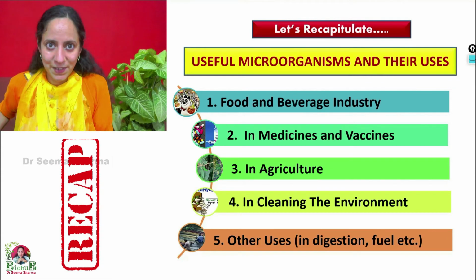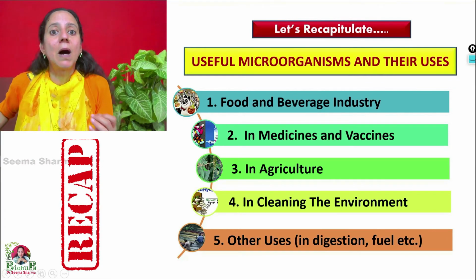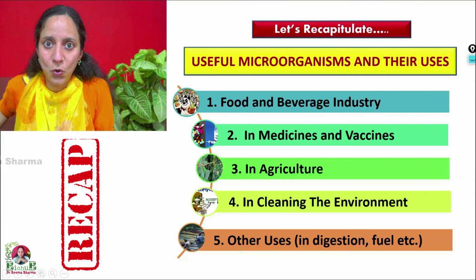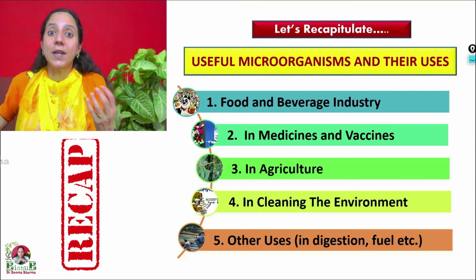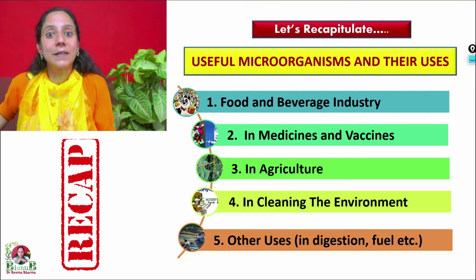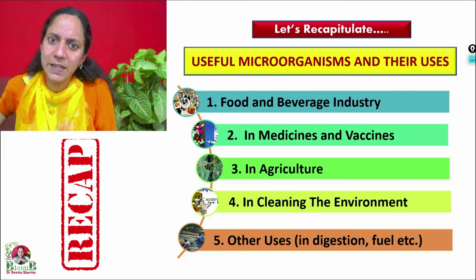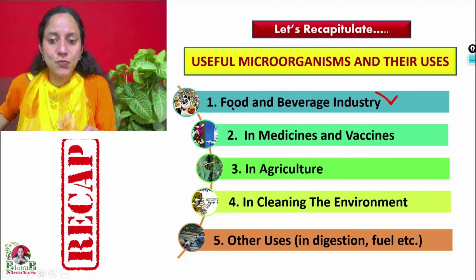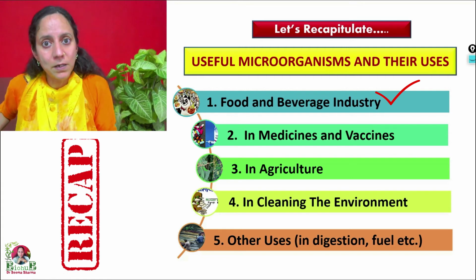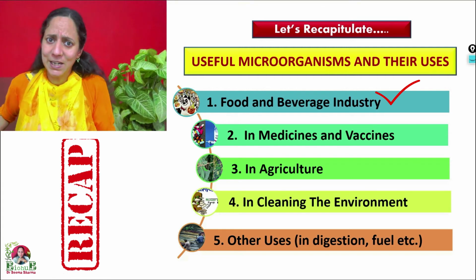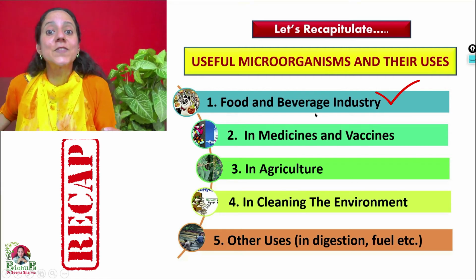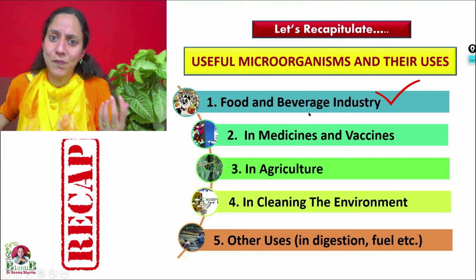So now it's time to recap. In this video, you came to know about a variety of microscopic organisms which are human beings' friends, and they are utilized by mankind in the production of a variety of products, whether it is food like bread, curd, cheese, dhokla, idli or dosa, or the beverage industry for the production of alcohol.